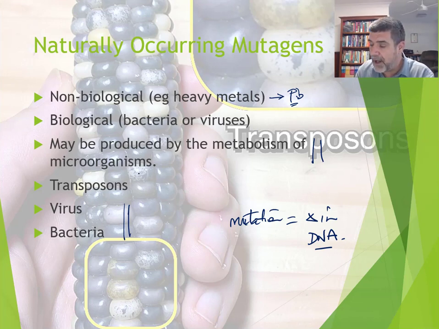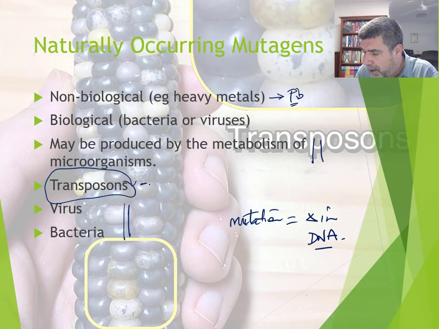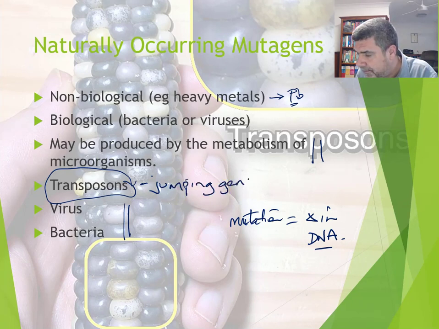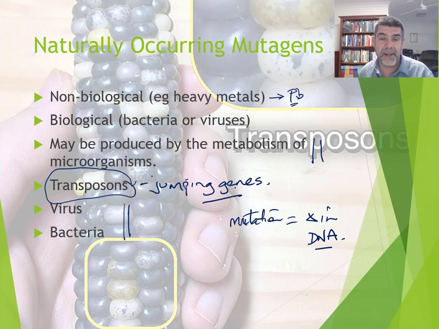One other type that I haven't talked about are these transposons. Transposons are also known as jumping genes. And these are basically places within the genome where genes can move from one place to another. So that's the trans part of the transposon. We're transposing them from one place to another. And when they do move about like that, there can be some interesting consequences.